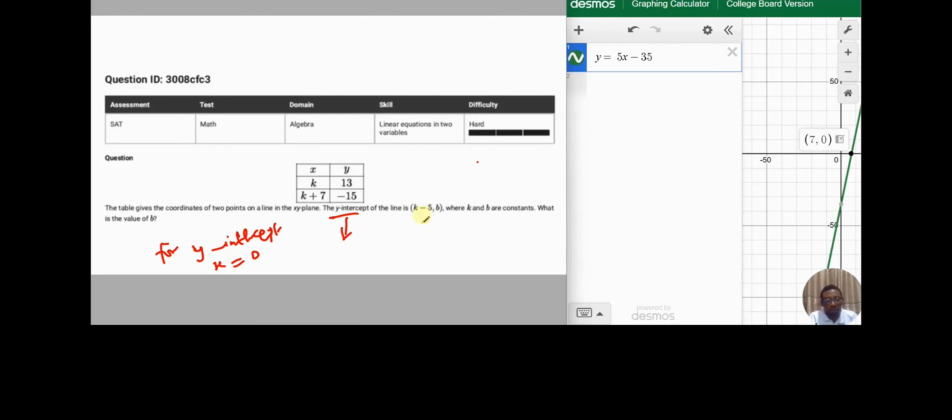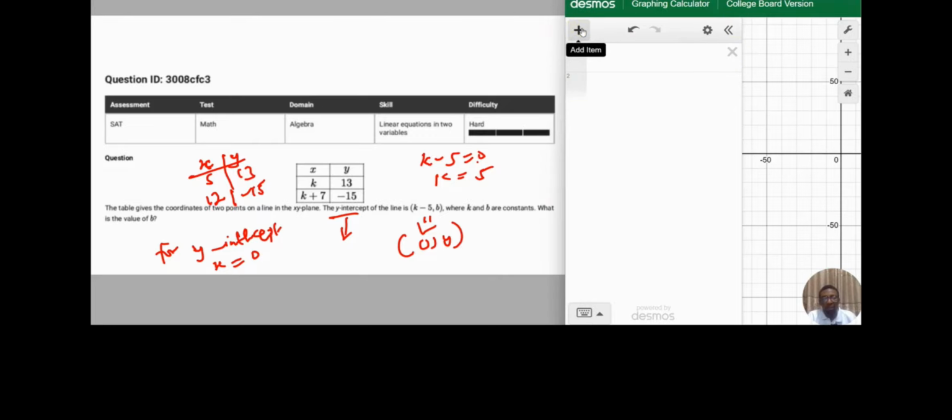So this point is the same thing as saying x is 0 and y is b. So I can equate my k minus 5 to 0, so from there k equals 5. If k equals 5, this table will change: x, y, with 5 and 13, then k plus 7, that's 5 plus 7, which is 12, and minus 15.